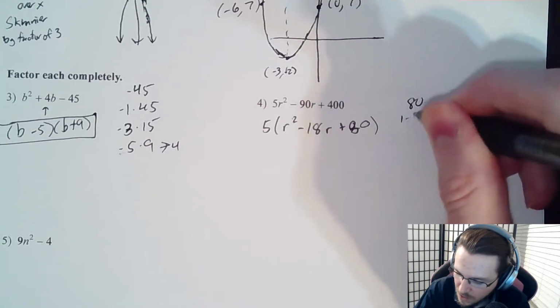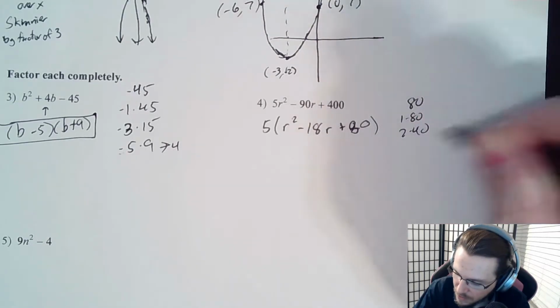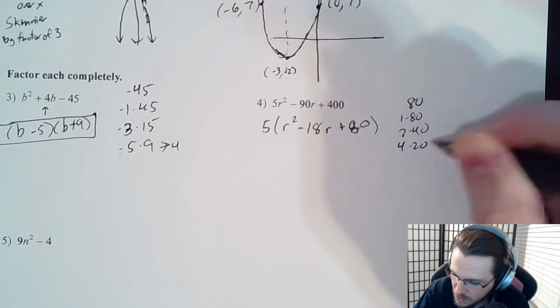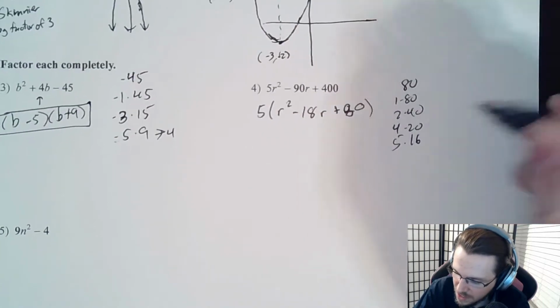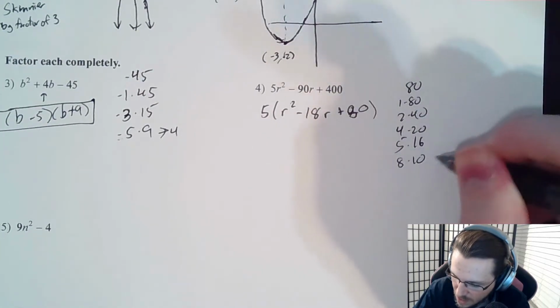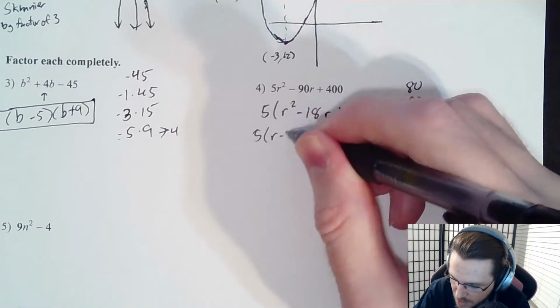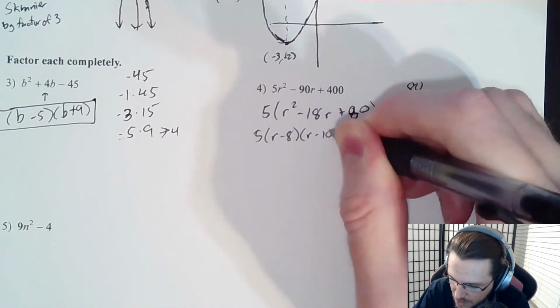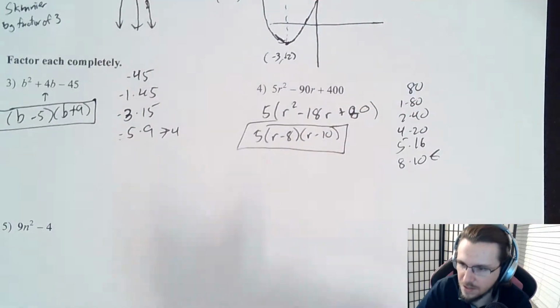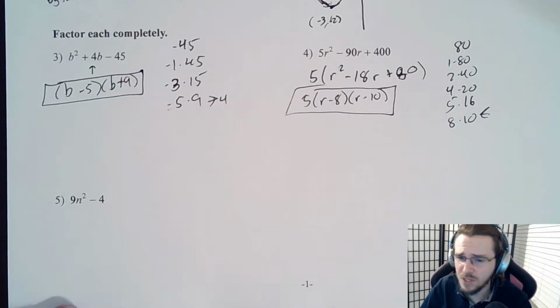Anyways, multiplying to 80. So 1 times 80, 2 times 40 doesn't work. 4 times 20, 5 times 16, 6 doesn't work, 7 doesn't work, 8 times 10, boom, this is going to be it, both negative. So (r minus 8)(r minus 10). Easy peasy.